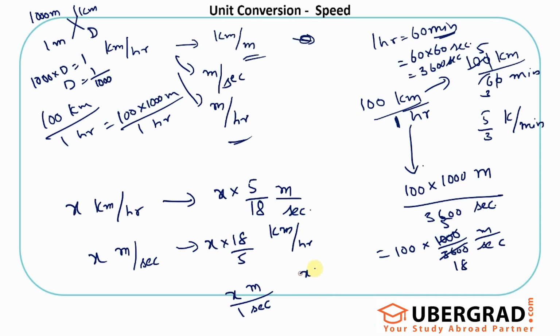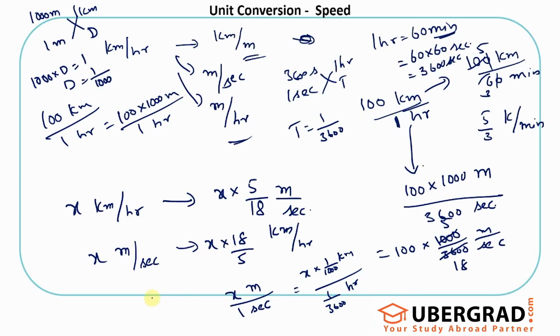So that becomes x into 1 by 1000 kilometers. Similarly, 3600 seconds is equal to 1 hour. 1 second is equal to, let's say, t hours. Cross multiply, I get t is equal to 1 by 3600. So this will be 1 by 3600 hours. Now how would I get this fraction? This will turn out to be x into 3600 by 1000, which is 18 by 5.